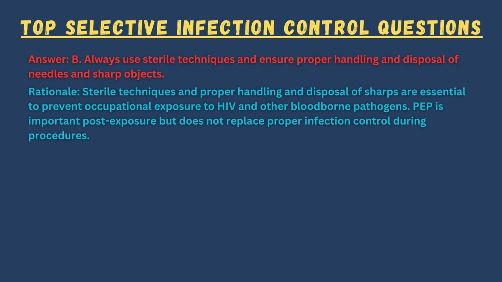Answer: B. Always use sterile techniques and ensure proper handling and disposal of needles and sharp objects. Rationale: Sterile techniques and proper handling and disposal of sharps are essential to prevent occupational exposure to HIV and other bloodborne pathogens. PEP is important post-exposure, but does not replace proper infection control during procedures.